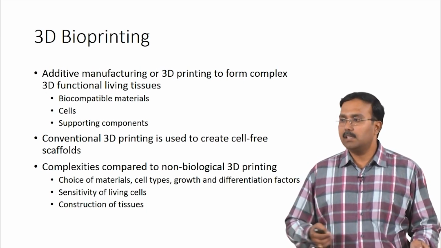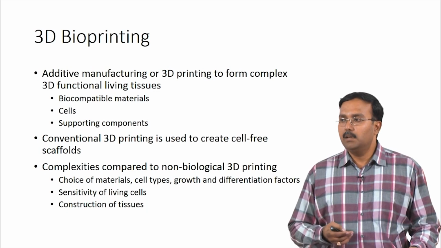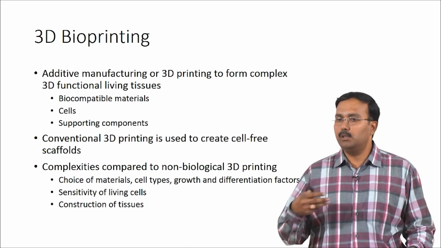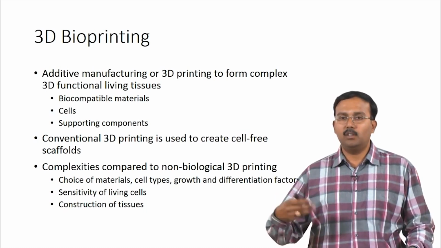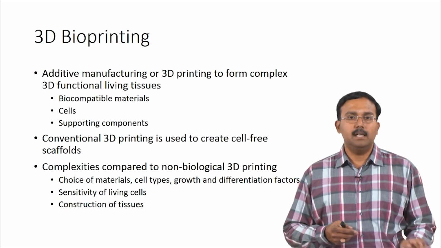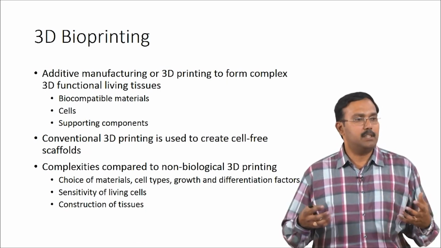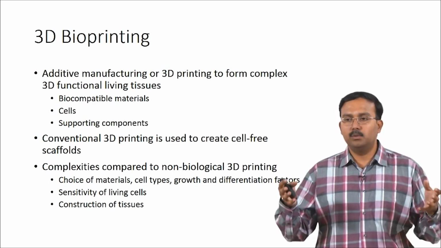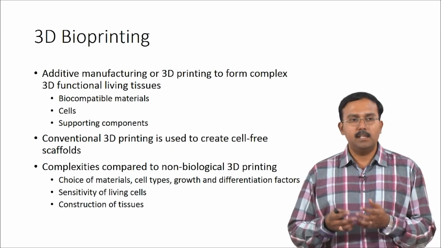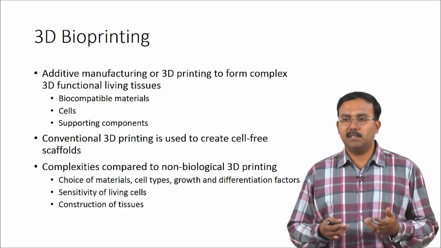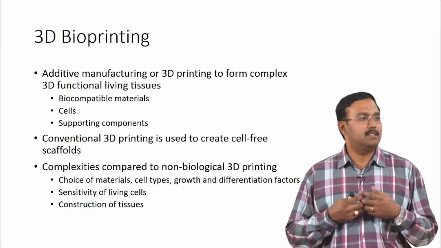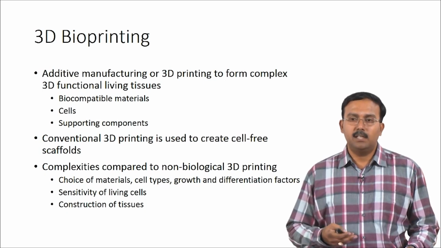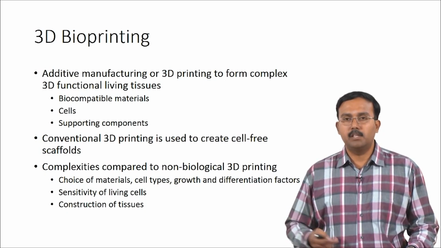The sensitivity of living cells should also be taken into consideration. Mammalian cells are sensitive to shear stresses, so you would want to use something which will not cause destruction of the cell. And you ultimately need to understand that the construction of the tissue is going to be much more intricate than a macro structure which you try to print. Printing a pen or a gun is not the same as printing a tissue. The microarchitecture is very different, so that makes it quite complex to develop 3D printing technologies for biological tissues.